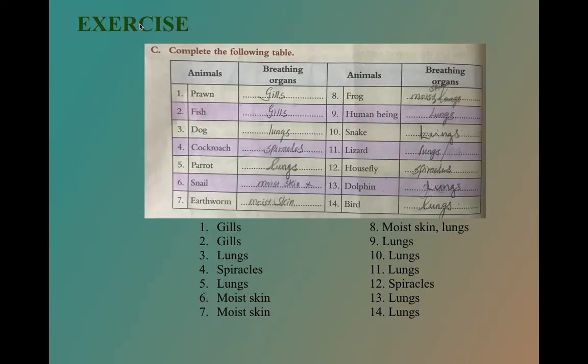Let's continue with exercise set C. Complete the following table. Here you have to write the breathing organs of the given animals. The first one, prawns. Prawns have gills. Aquatic animals have gills. Fish, gills. Dog, lungs. Cockroach, spiracles. Parrot, lungs. Snail, moist skin. Earthworm, moist skin.